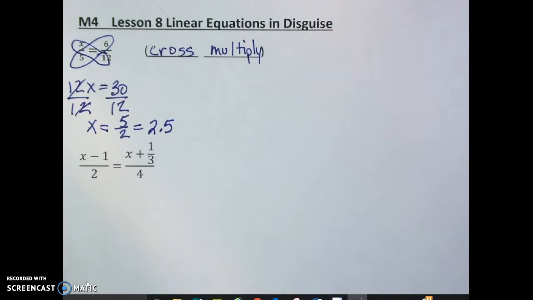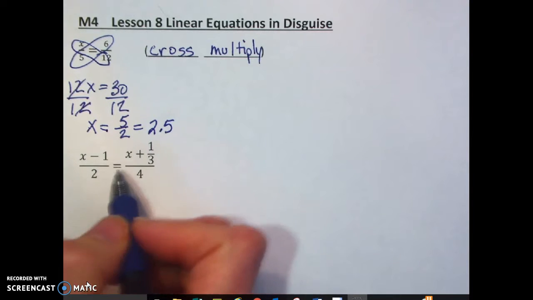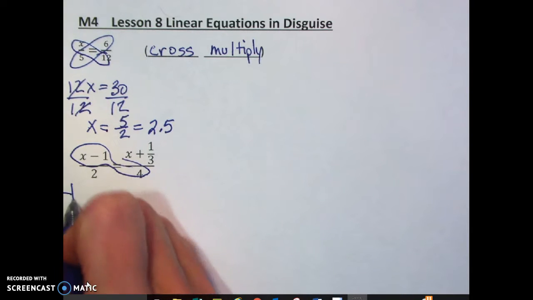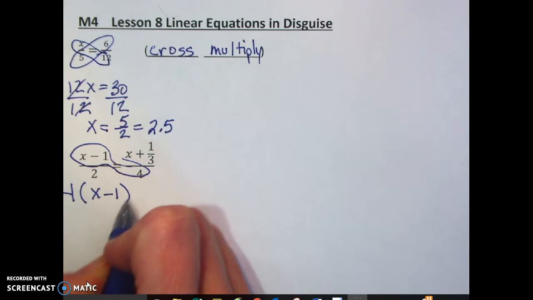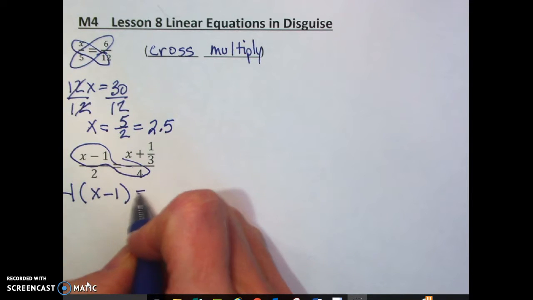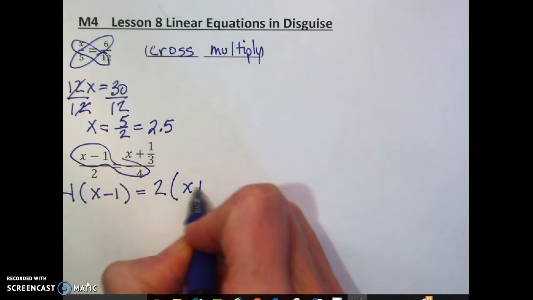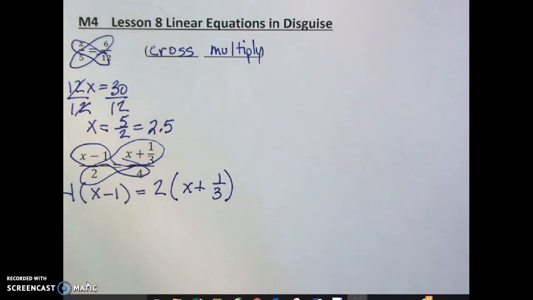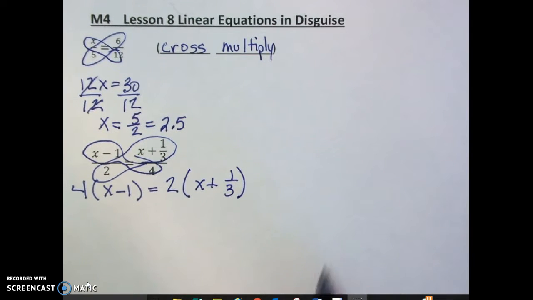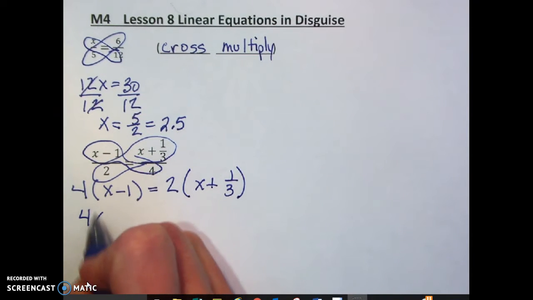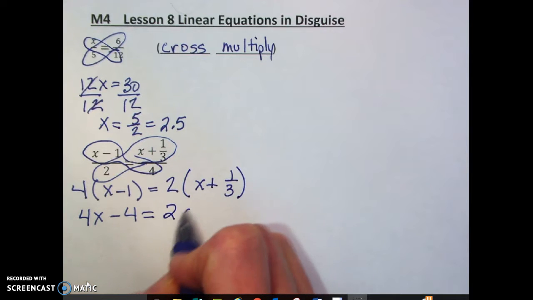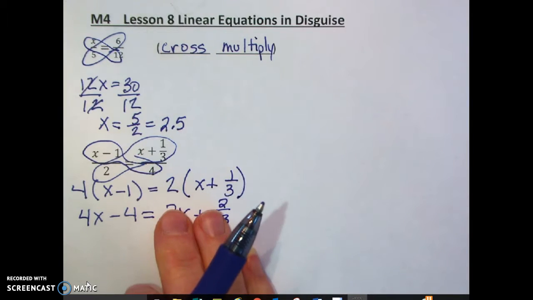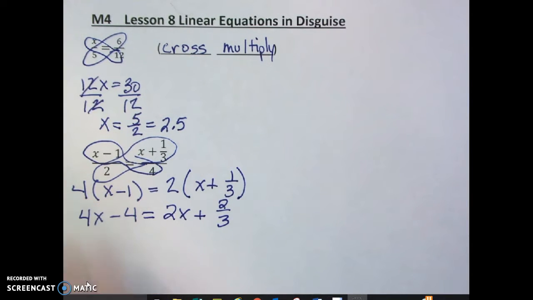All right, for the next one, of course, it looks like a little more complicated. If we cross multiply here, remember that we are taking 4 times all of that top x minus 1, and 2 times all of that top of x plus a third. All right, then we should be able to distribute. And then from here we can solve. There are no like terms on the left side, there are no like terms on the right side.